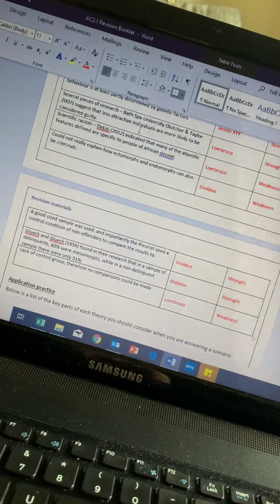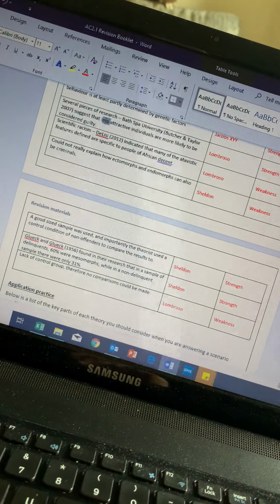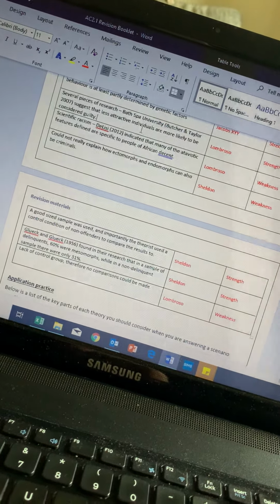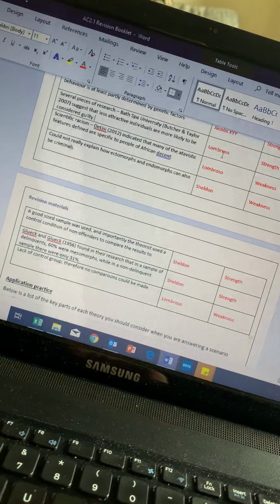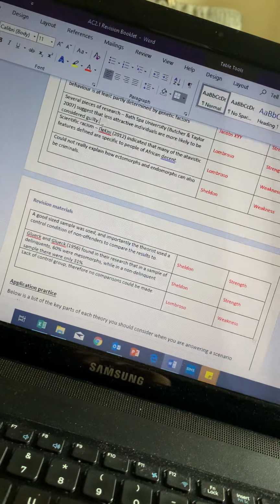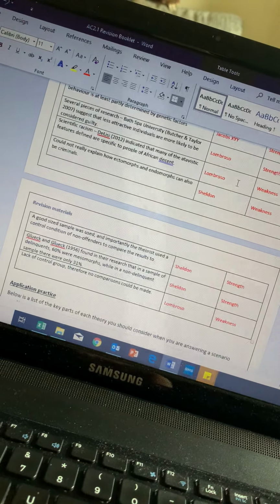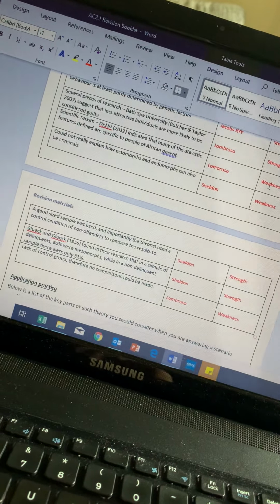Move on a little bit. So, Butcher and Taylor, less attractive individual. So again, it's talking about the facial appearance. So that would be Lombroso. More likely to be considered guilty, so that would be a strength. Scientific racism, really key weakness for Lombroso. I think it's one of the easiest ones to remember. So that would be a weakness.